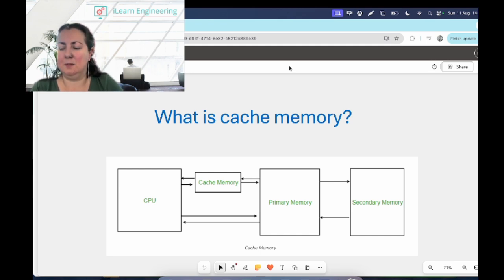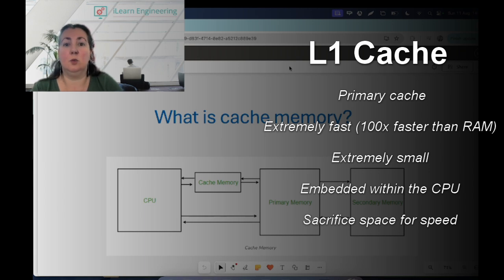And as I mentioned, there are different levels. We have three levels of cache memory: L1, L2, and L3. L1 cache is also known as primary cache, and it's extremely fast and extremely small. So it's going to be closer to the 100 times faster than RAM. It's normally embedded in the CPU itself as CPU cache. And because it's smaller, we're sacrificing storage space for speed. So it's the fastest one. It's what we're going to use for all the things that are needed really, really quickly, but we don't store as much.